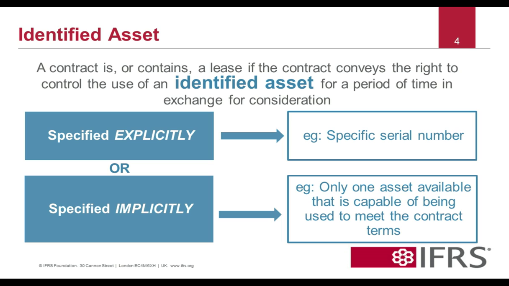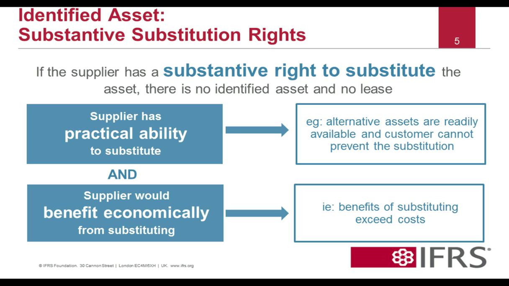So is it the case that if an asset is either explicitly or implicitly specified, then the identified asset element of the definition of a lease is always satisfied? Well, often that will be the case, but no, it's not always that simple. There are a couple of other things that a lessee needs to think about before concluding that there is an identified asset in the contract. So the first of those, and probably the most significant, relates to the possibility of the supplier in the contract having substantive rights to substitute the asset. If this exists, then the contract would not contain an identified asset and therefore would not contain a lease.